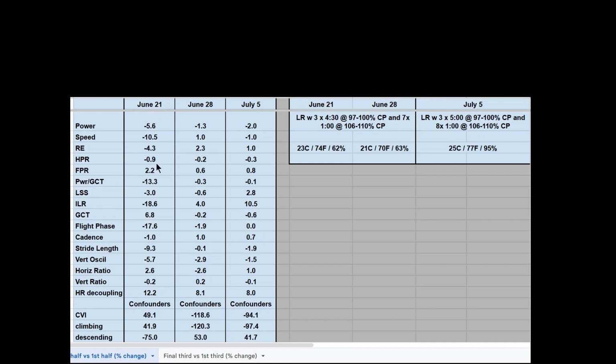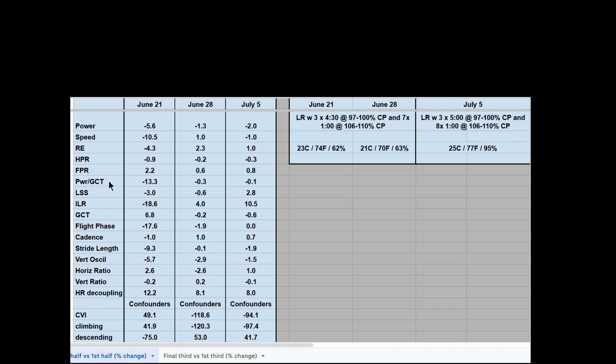Horizontal power ratio dropped, form power ratio increased, and that's not atypical in a fatiguing scenario. Form power is that power that goes into moving the center of mass side to side and up and down, where horizontal power is the complement to form power, the percentage or the component of power moving the center of mass forward horizontally. So usually in a fatiguing situation, we see horizontal power ratio decline, form power ratio increase.